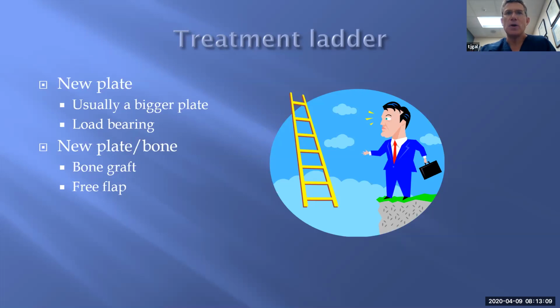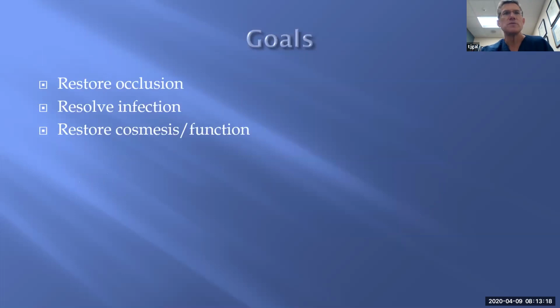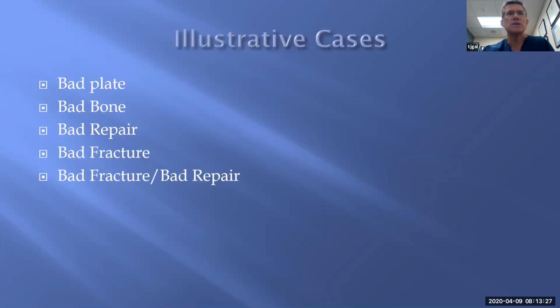You may also need bone, whether that's a new plate and a bone graft or a new plate with a free flap, depending on the extent of the injury. So the goal is to restore occlusion, resolve the infection, and address whatever cosmesis you need to deal with. So the cases we're going to look at are examples of this.